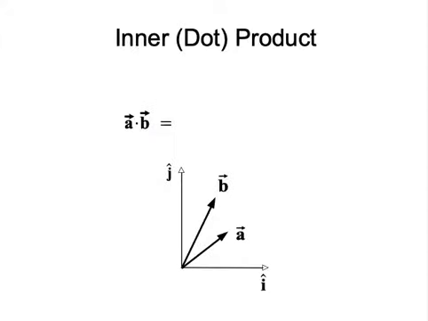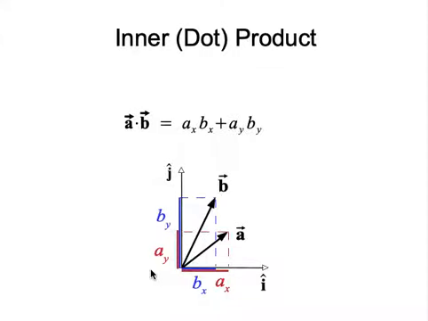Now let's look at our first product, the inner or dot product. Here we have two vectors, a and b, in the xy plane. The inner product is the product of the projections of a and b on the x-axis plus the product of the projections of a and b on the y-axis. So that's the sum of the products of the projections.